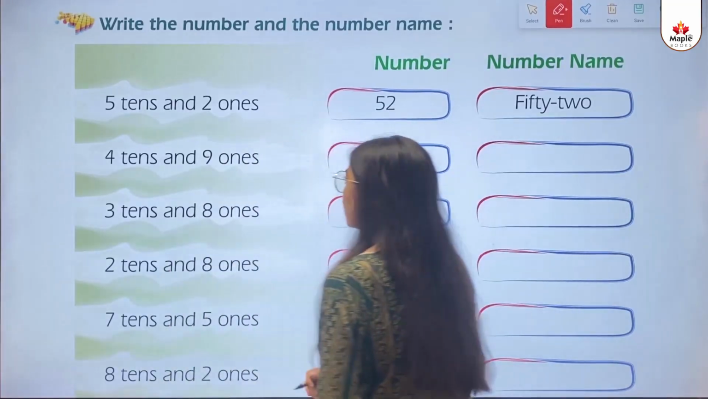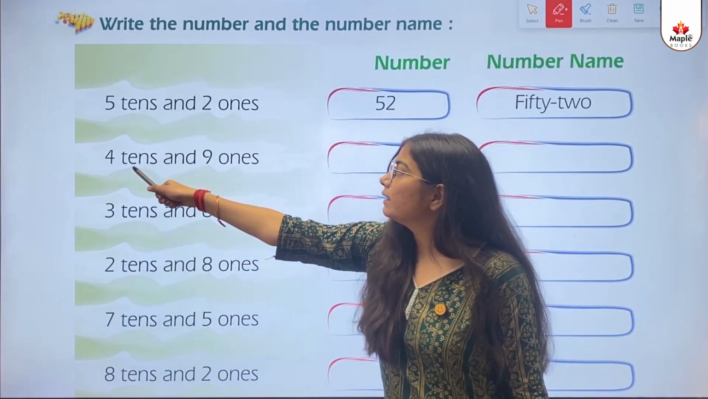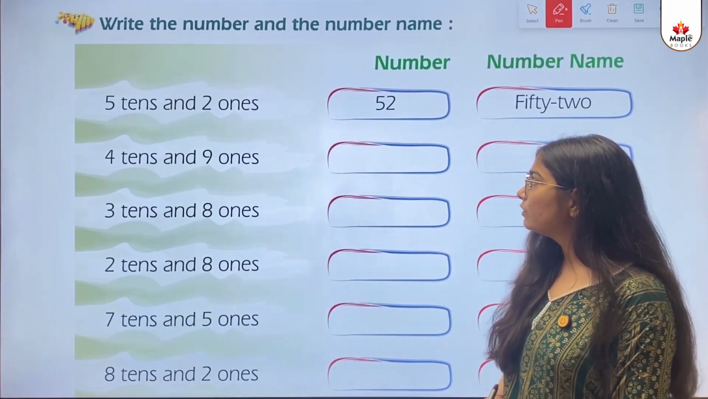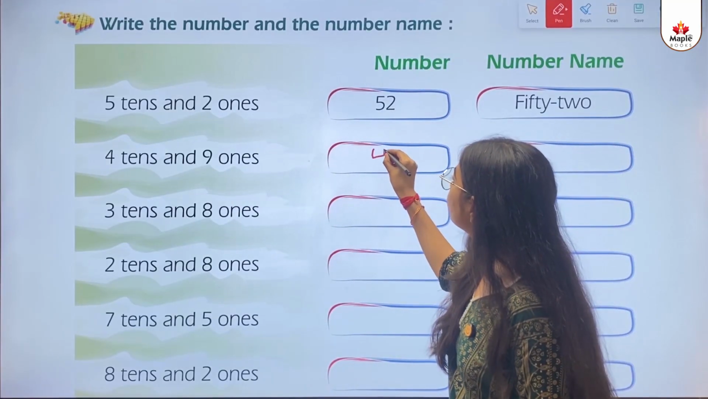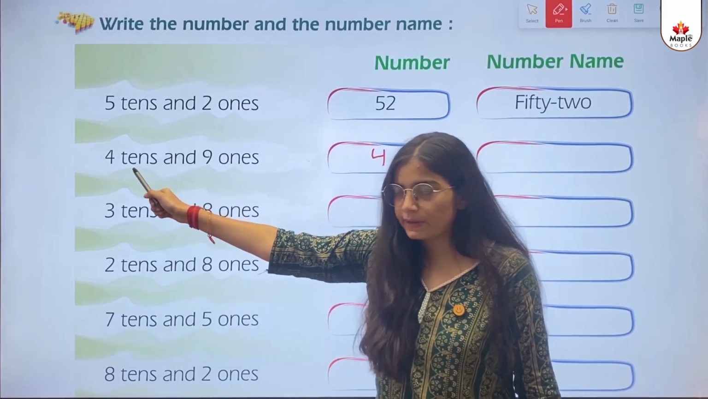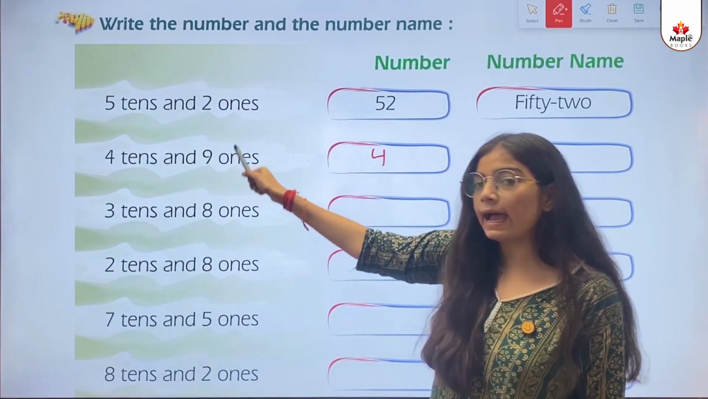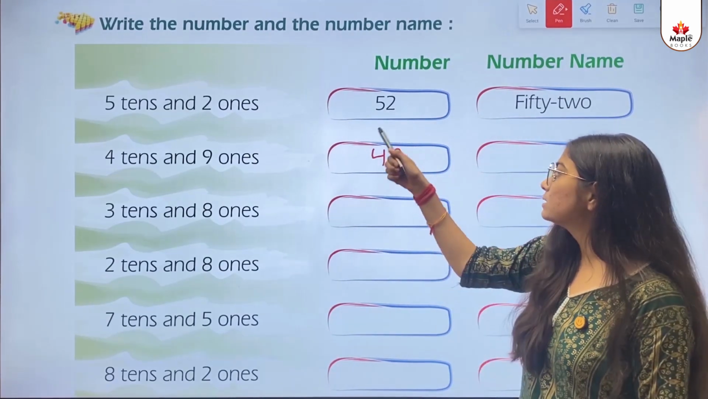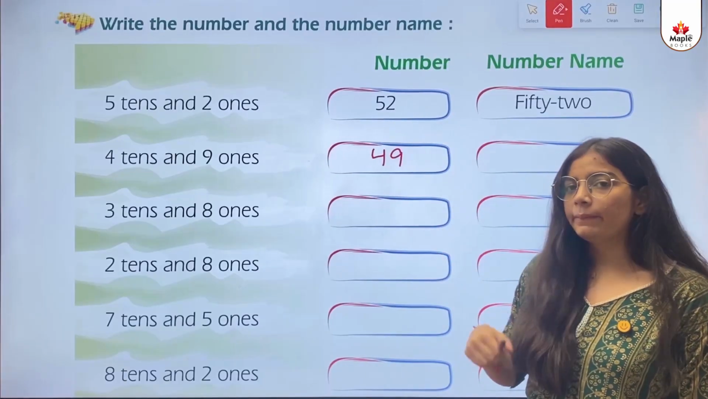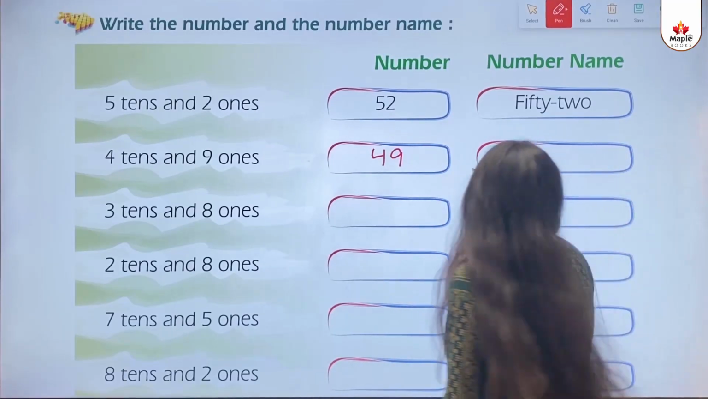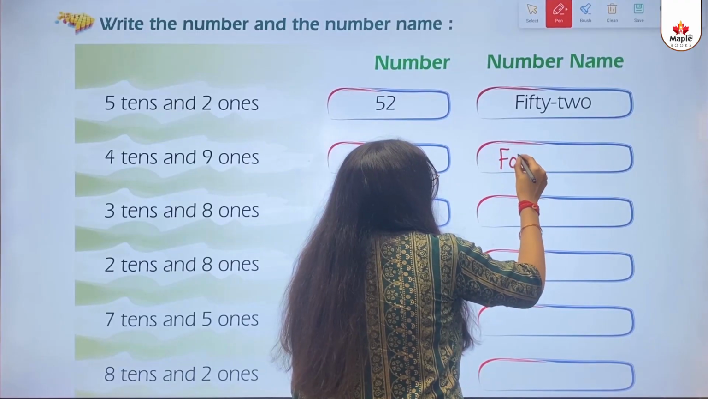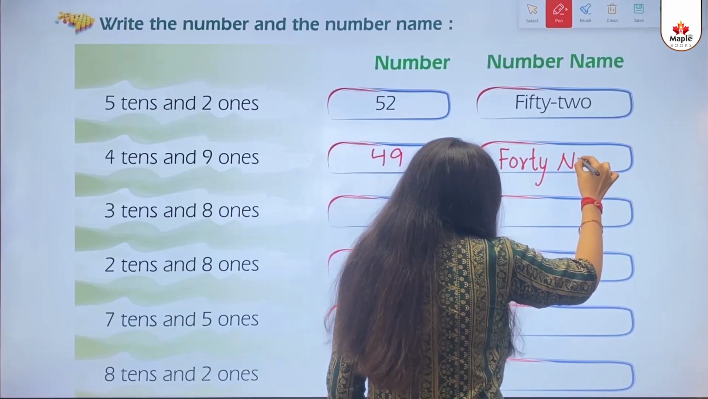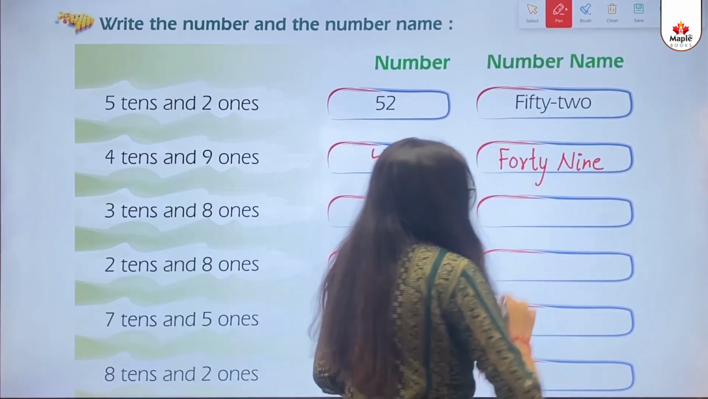Okay. So what is written here? 4 tens and 9 ones. So what we write first? We write first 4 as it is on the tens place. And then we write what? 9 as it is on the ones place. Clear? So this is called 4 9 makes 49. So we will write 49 here. F-O-R-T-Y 40, N-I-N-E 49.